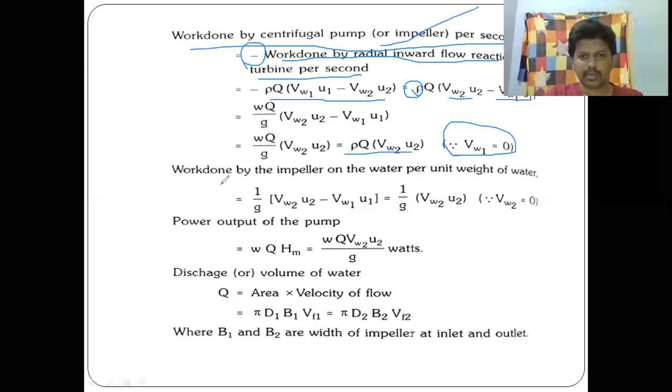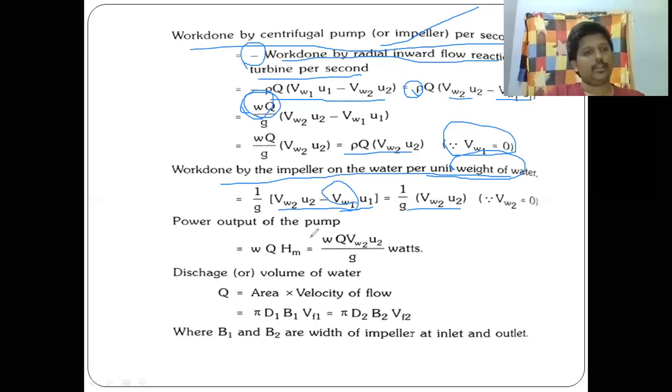Now we should see work done by the impeller on the water per unit weight of water. Now this is 1 by G, VW2 U2 minus VW1 U1. It is the same thing, but the WQ value becomes unit because we are talking about the unit weight of water. So 1 by G, VW2 U2 minus VW1 U1. As again this VW1 is 0, we have 1 by G VW2 U2.